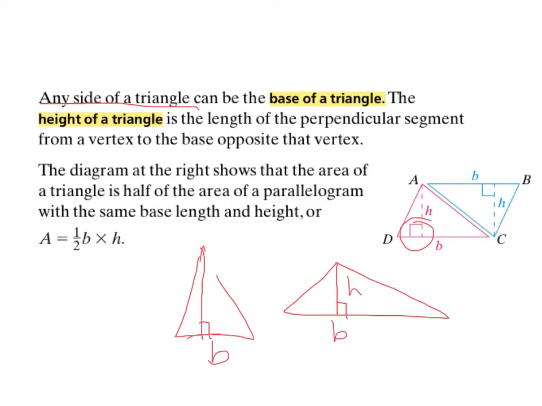So the diagram shown shows that the area of a triangle is half the area of a parallelogram with the same base length and height, or A equals half base times height. So your formula for a triangle is A equals half the base times the height.